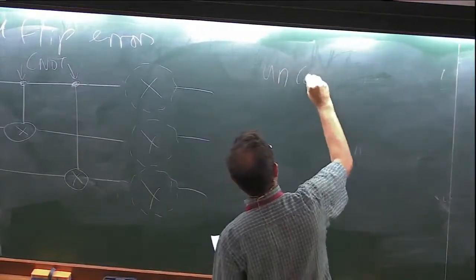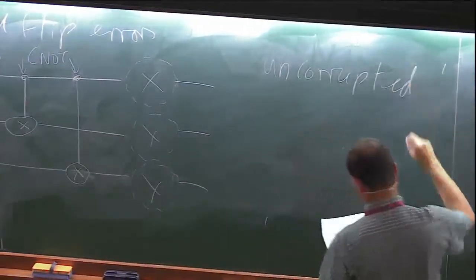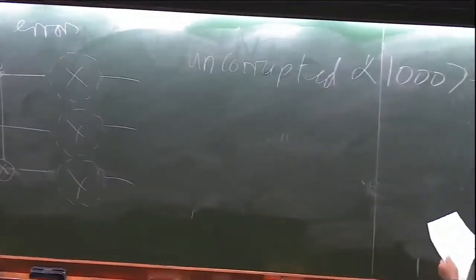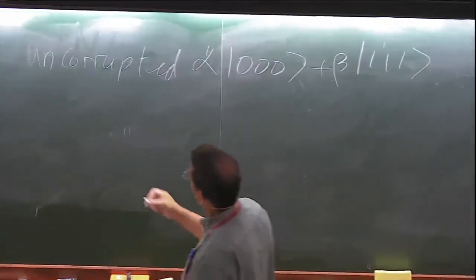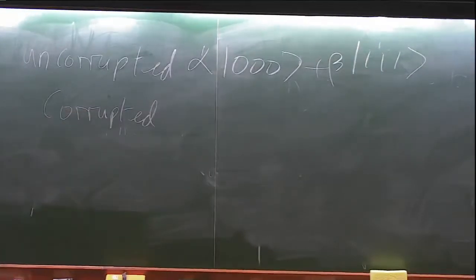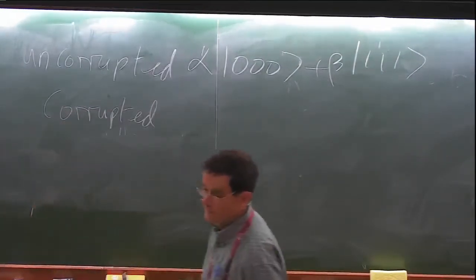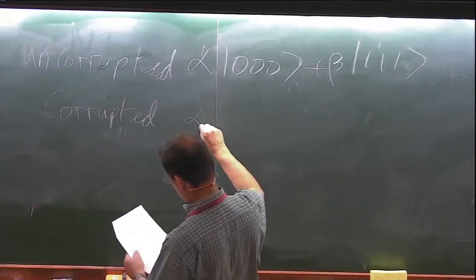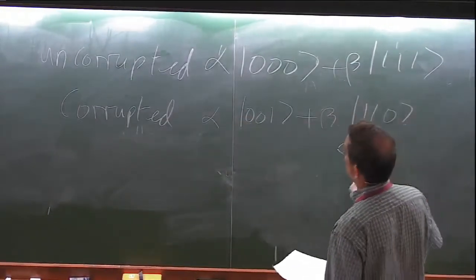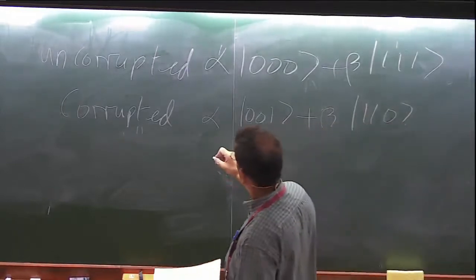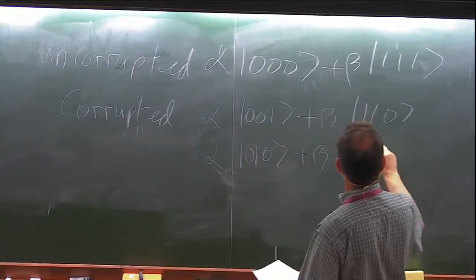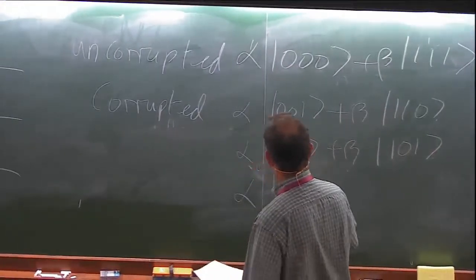So the uncorrupted state is then alpha 0, 0, 0 plus beta 1, 1, 1. But there can be 3 possible corrupted states, corresponding to each of the 3 bits getting a flip. So it will be alpha 0, 0, 1 plus beta 1, 1, 0. That's where the right-hand bit is corrupted, or the middle bit is corrupted, or the left-hand bit is corrupted.